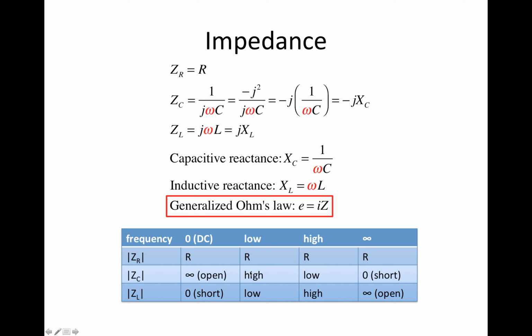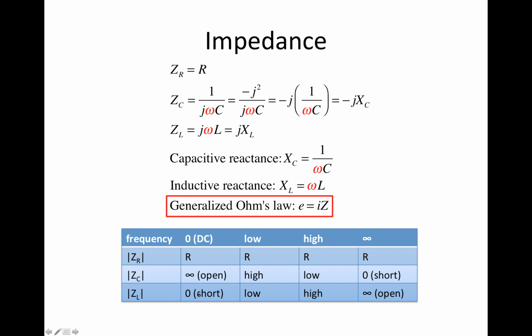At lower frequencies, 1 over omega C is large, and the impedance is high. At high frequencies, the impedance is low. And at infinite frequency, omega is infinite, so 1 over omega C is 0. The impedance becomes 0, in which case the capacitor behaves just like an ordinary copper wire with almost no resistance. And we say it is a short. Again, it's jargon in the electrical engineering community. When we say something is a short, it means that it has almost no impedance.